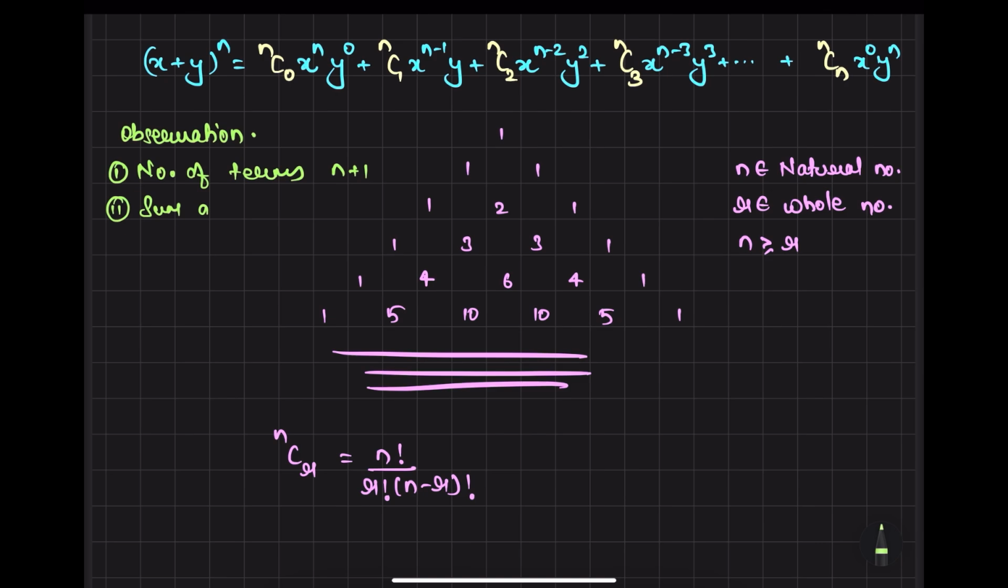Now observe the second thing: the sum of powers of the variables. Look at this. If you add these powers, it will become n. If you add these, it will become n. If you add these, it will become n. So can I say that the sum of powers of the variables is n? Okay. Now look at this.